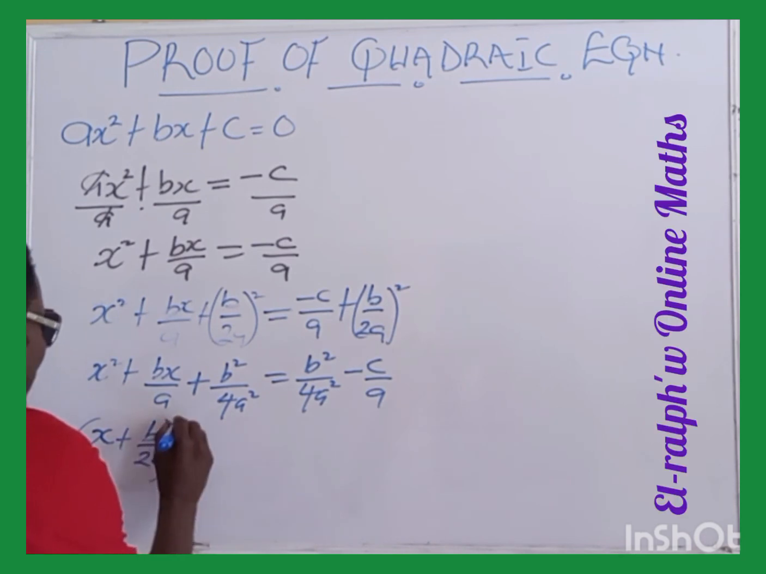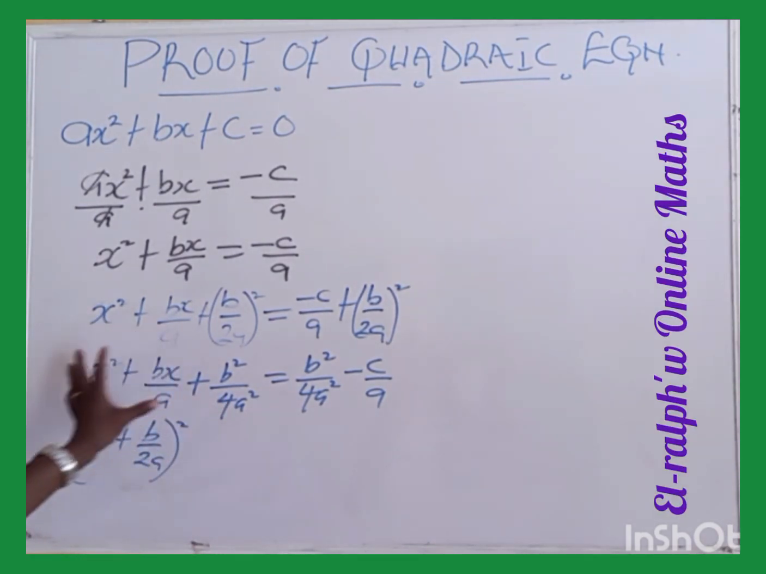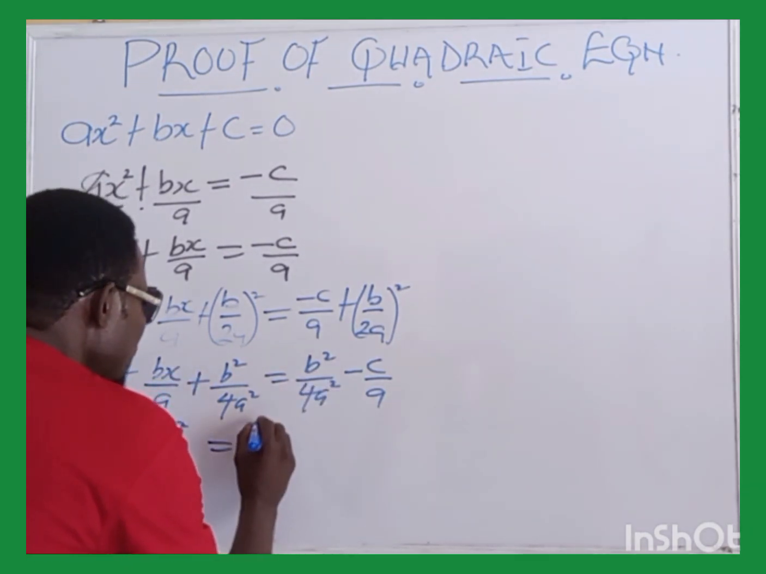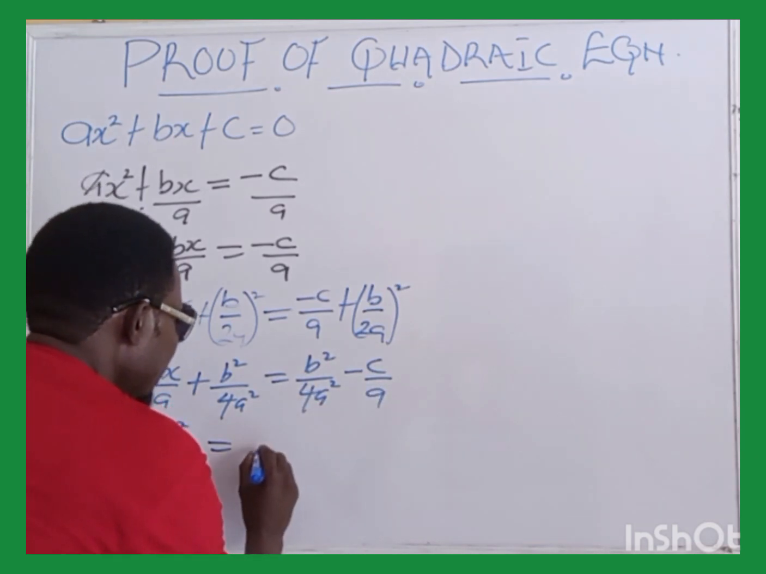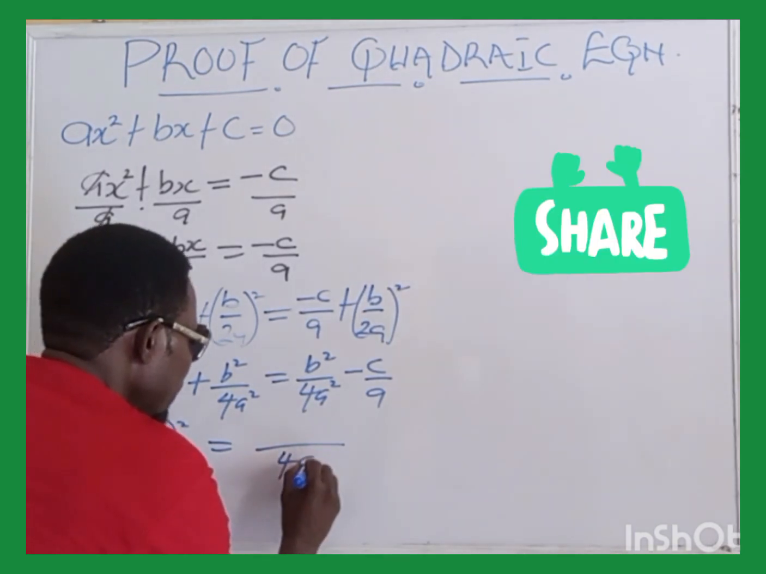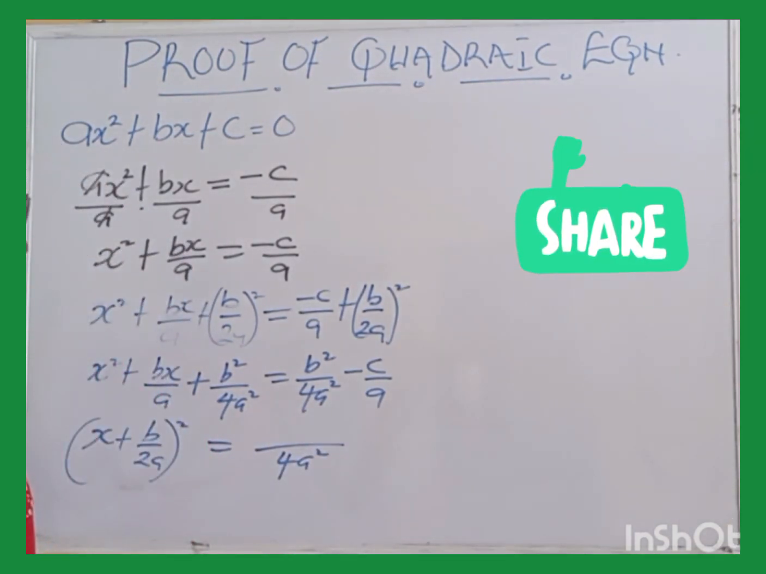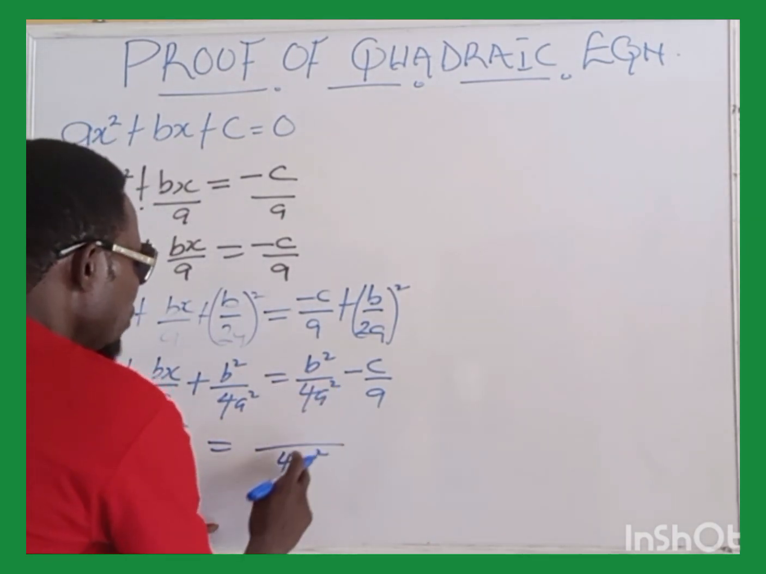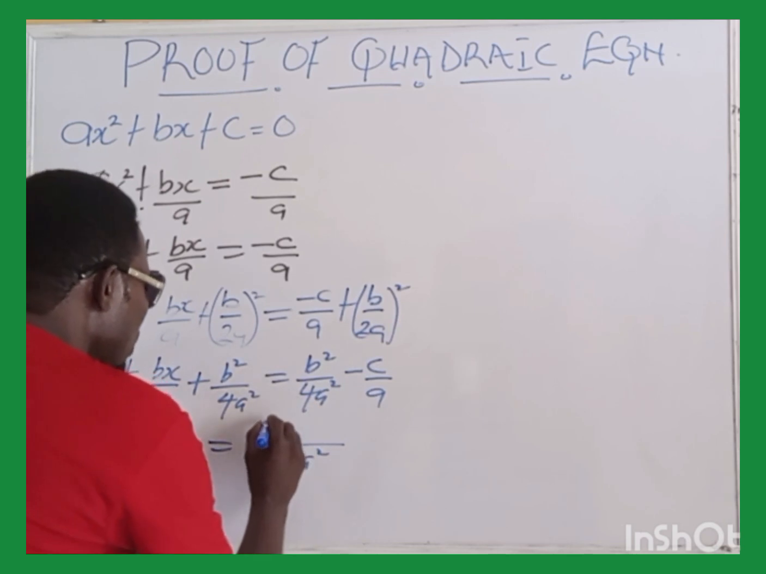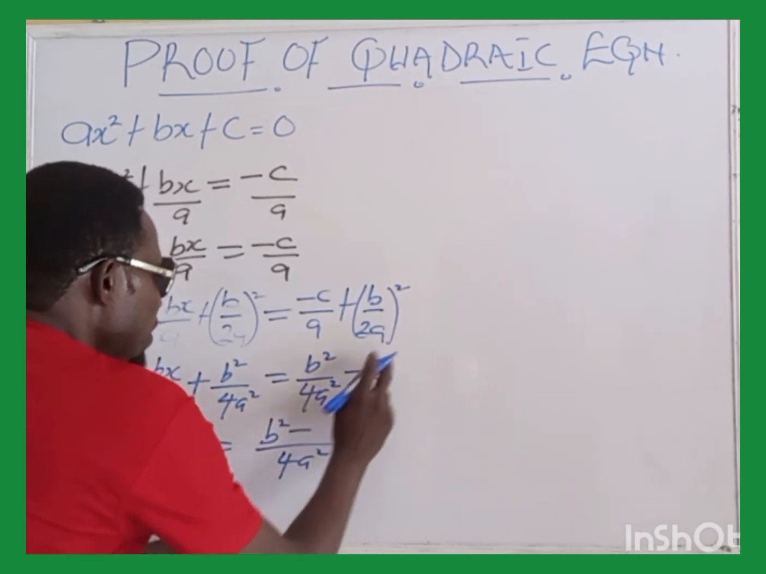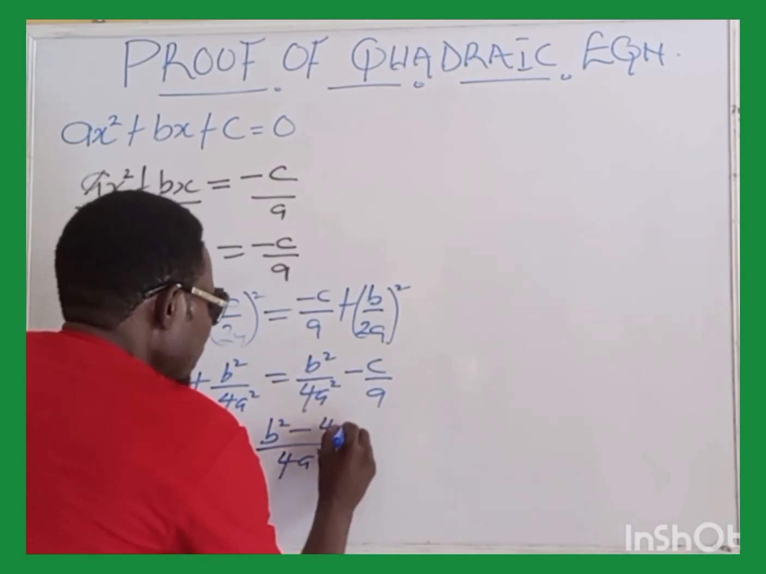This time around, you can always write it like this, because if you open this, you are going to have this in return. If you factorize this, you get this. If you open this, you get this. So that will be equals to, you now find the LCM of these two together. You have 4a squared here. We have 4a squared as the LCM, the lowest common multiple. 4a squared goes in 4a squared, that is 1. 1 multiplied by b squared, you have b squared. Minus, a in this, we have 4a. 4a multiplied by c, we have minus 4ac.